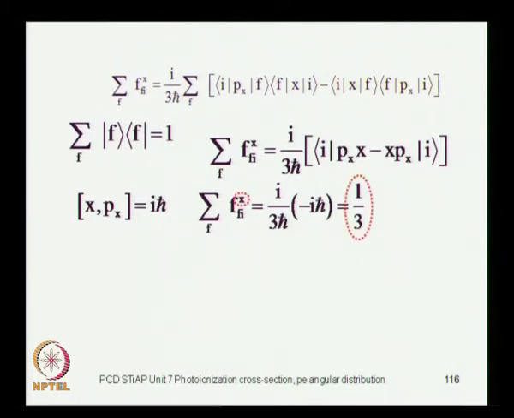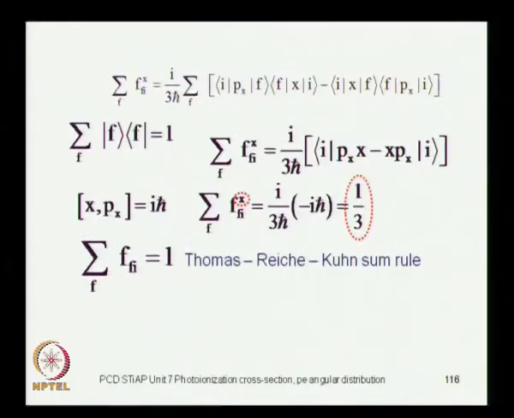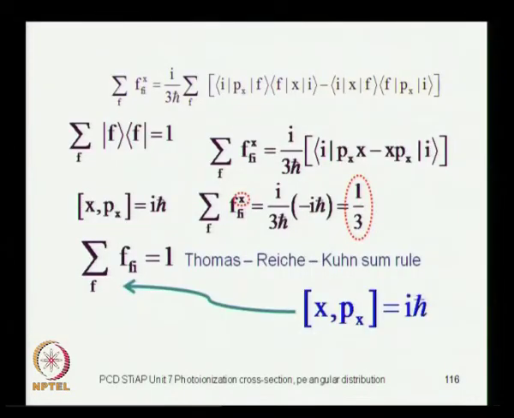So when you add the three pieces for x, y and z, you find that there is a sum rule very similar to what you had seen in the classical case, and this is the Thomas-Reiche-Kuhn sum rule, as it is called. Now it is rather exciting to observe that we arrived at the Thomas-Reiche-Kuhn rule using the uncertainty principle. So if you know the uncertainty principle, you can get the Thomas-Reiche-Kuhn rule.